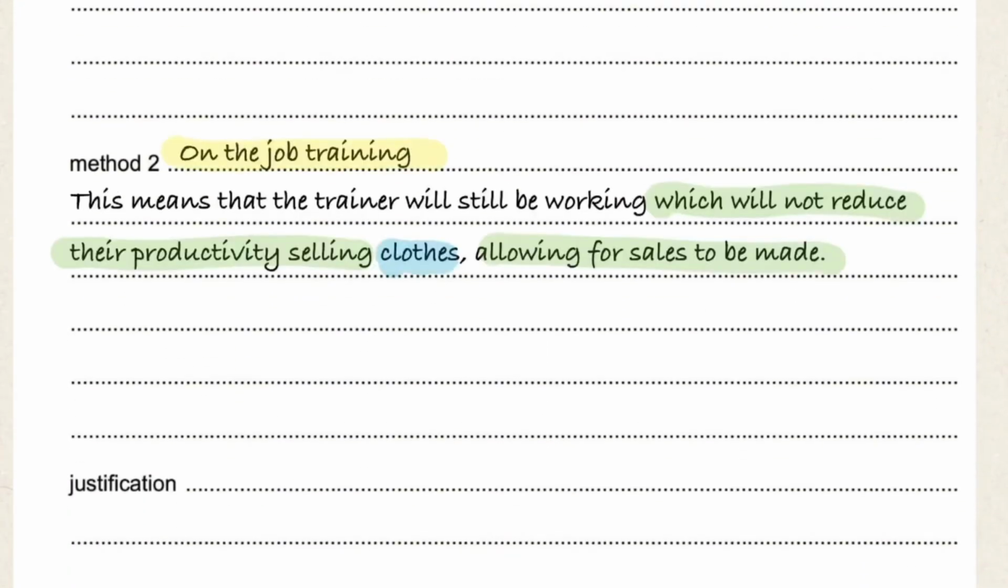Method 2. On-the-job training. Knowledge point. This means that the trainer will still be working, which will not reduce their productivity selling clothes, allowing for sales to be made. The application point here is clothes, and the analysis point is a direct impact of on-the-job training, which is it will not reduce their productivity.